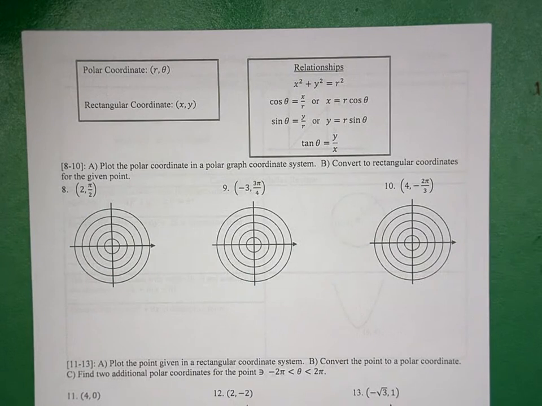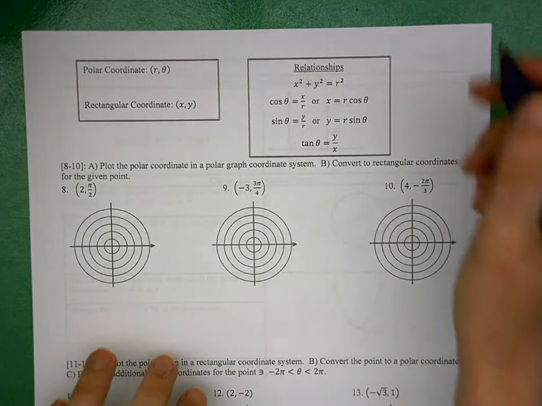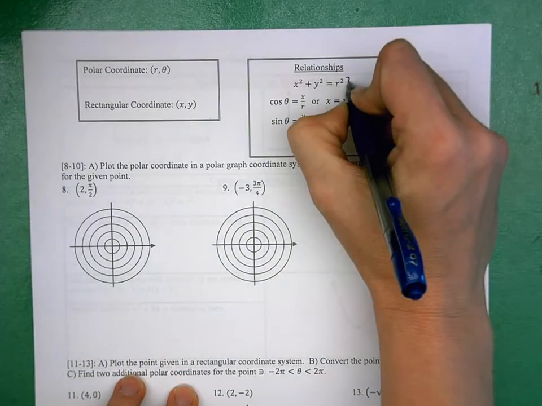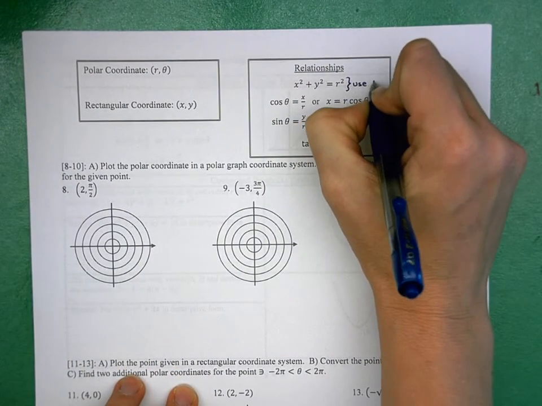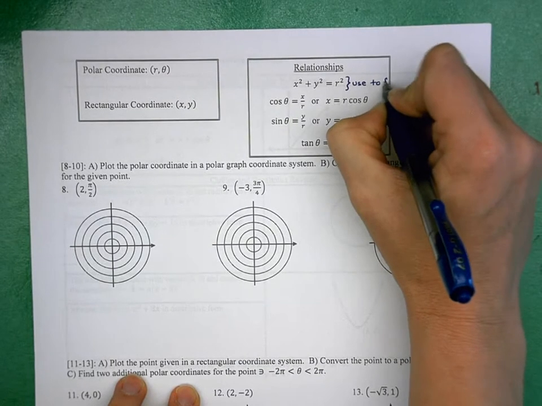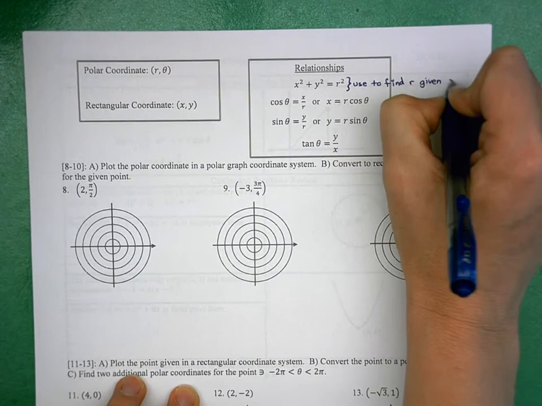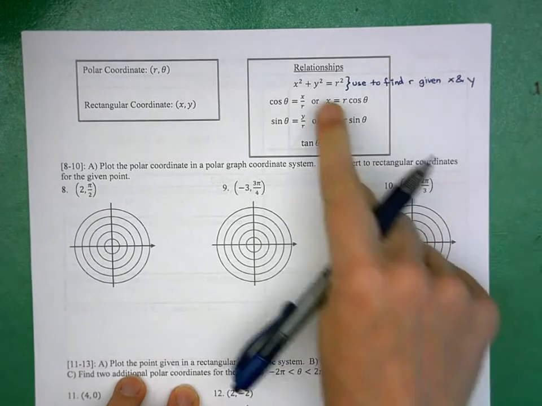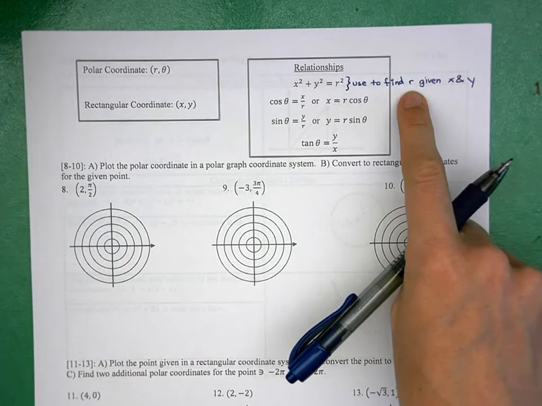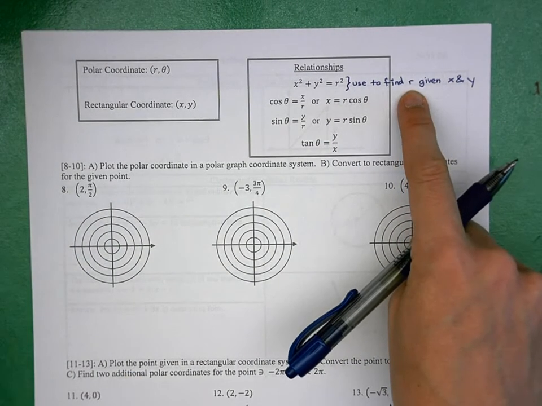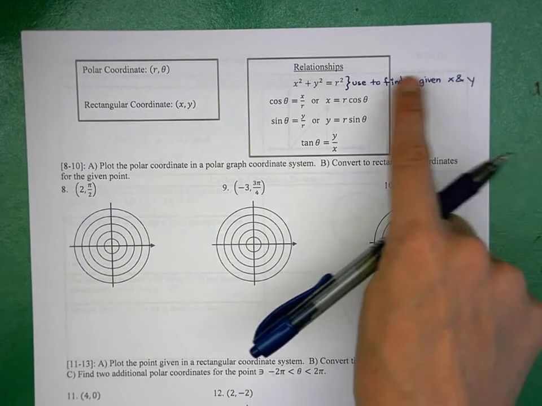Okay? Each of these relationships is used in a different way. A lot of times we use this top one to find r given x and y. So you'll use this one, I'd say primarily when you have a rectangular form that you're trying to turn into polar, right? So we can take our x, y from our rectangular and turn it into r.